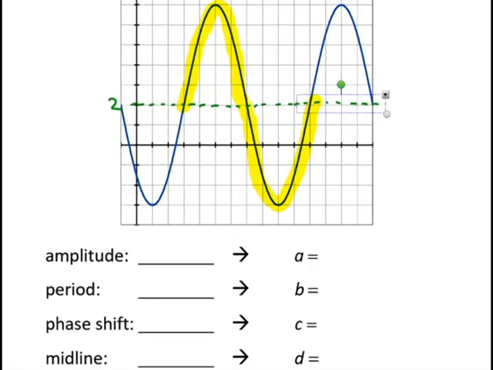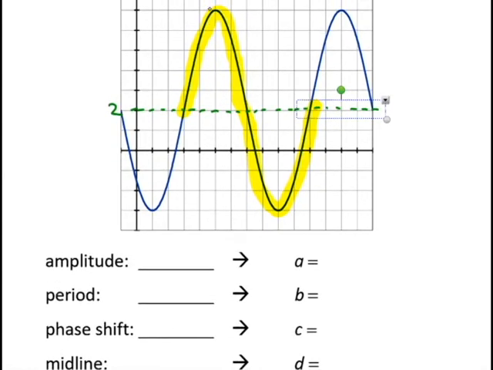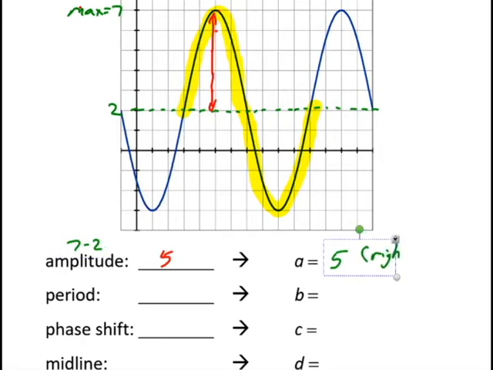Now we come up with the parameters. The amplitude is the height. 1, 2, 3, 4, 5. It's also the maximum minus the midline. Remember that the maximum was 7. Since our sine curve is right side up, not upside down, A is going to be positive 5.